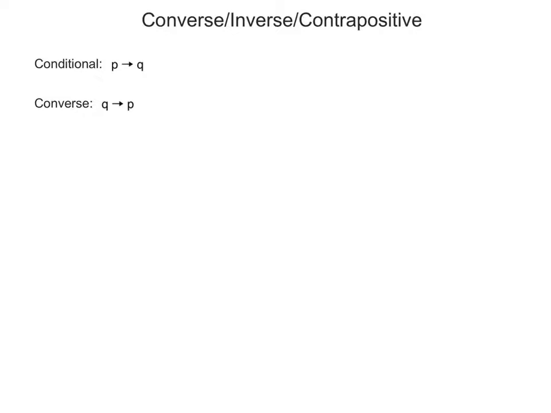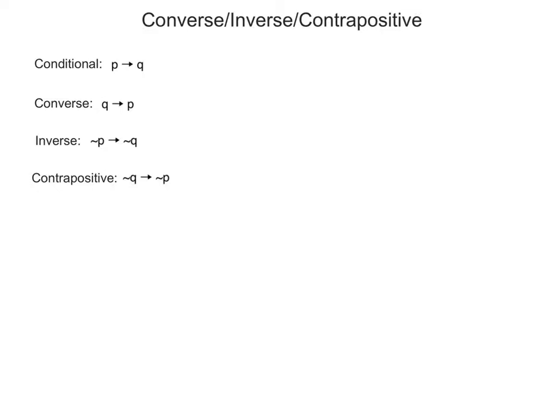The second one is we could take our original conditional if P then Q, and we could actually go ahead and negate them. This gives us our inverse. We negated P, we negated Q, but we kept their order the same, and so we get if not P, then not Q.